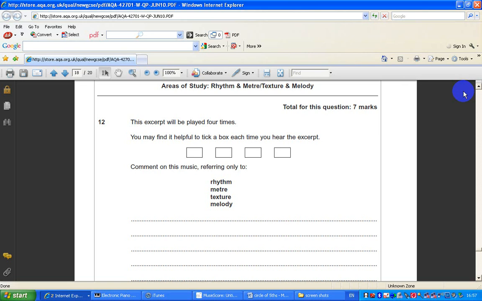GCSE June 2010, question 12. So last question then, question 12, 7 marks in total. You're going to hear the music 4 times.